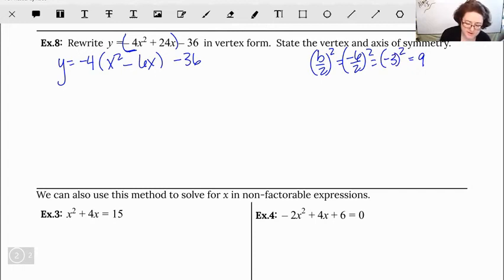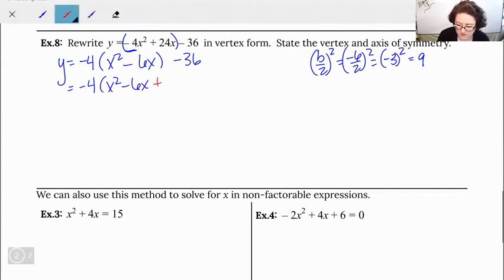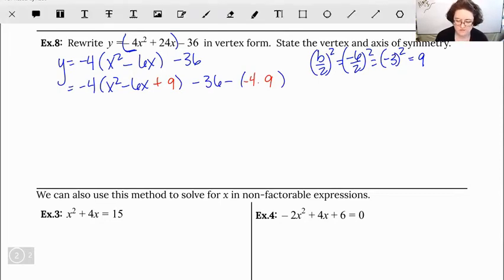So add and subtract 9. That'll give me a negative 4 times x squared minus 6x plus 9, minus 36 minus 9, but times our a value, so that's negative 4 times 9. Okay, then we're ready to simplify things out. Let's see, I'm going to go ahead and simplify this out. Negative 4 times 9 is going to give me a negative 36.